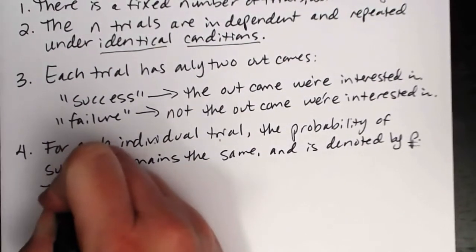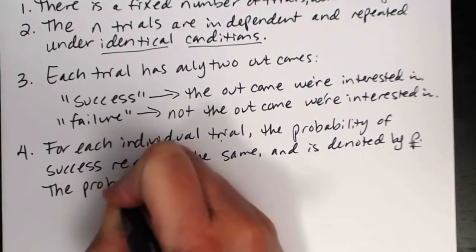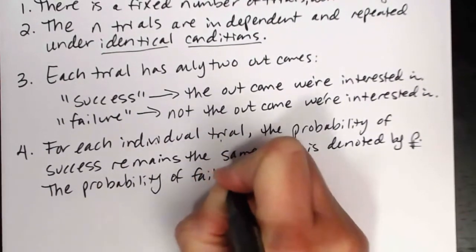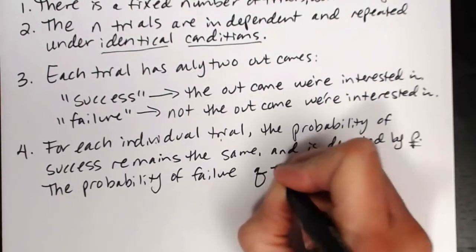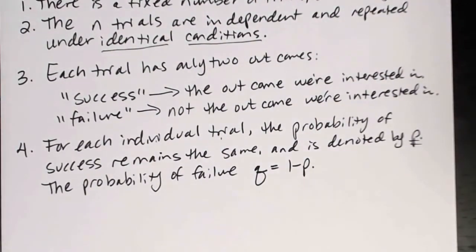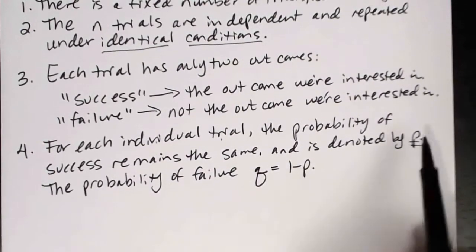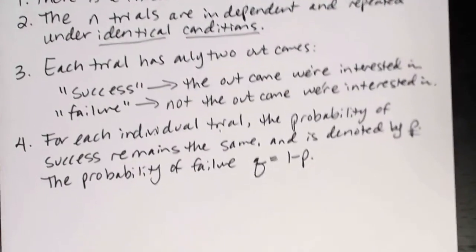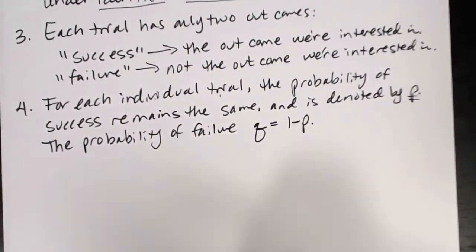Also important to note that the probability of failure is denoted by lowercase letter q, and it's equal to 1 minus p because of the complement rule for probabilities. If the probability of success is p, the probability of failure has to be 1 minus p. And those are the essential features in a binomial experiment.